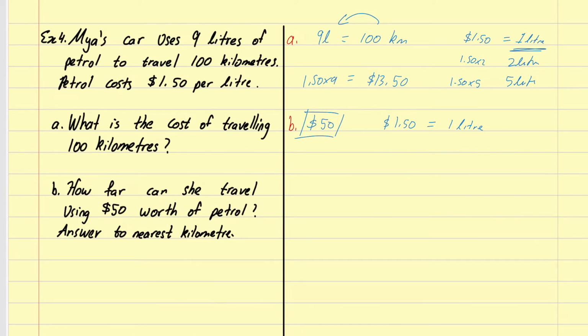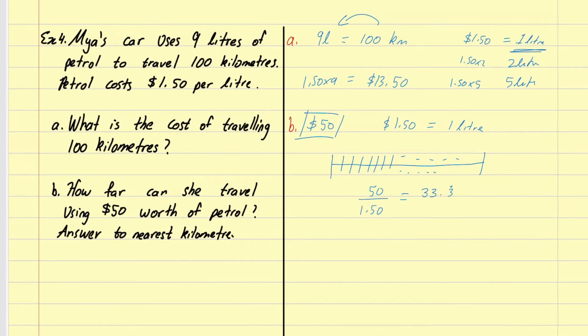So now a visual representation of this would look something a lot like this. Pretend this is my $50 right there, and I want to know how many $1.50s can I fit into this $50? Can I fit in 1? Can I fit in 2, 3, 4, 5, 6, and so on? So what I'm going to do is $50 divided by $1.50. And the reason why I'm dividing is because I want to know how many $1.50s can fit into the $50. And that's going to give me 33.3 repeater.